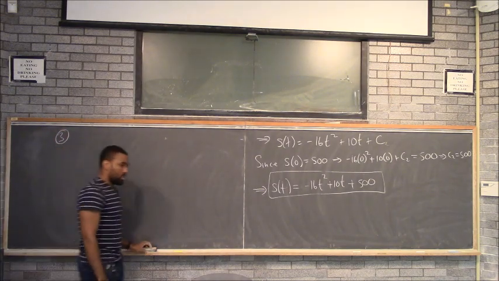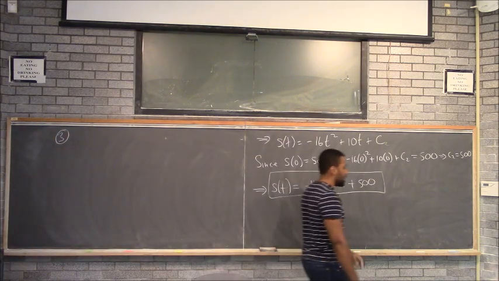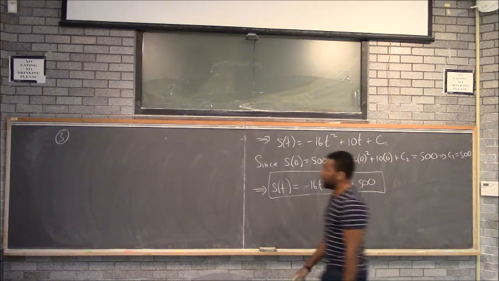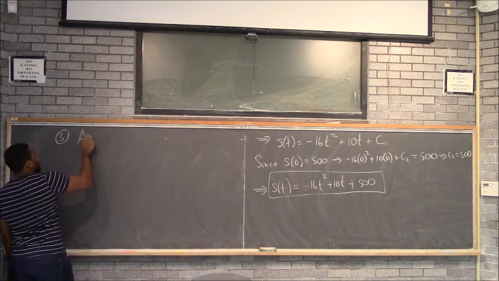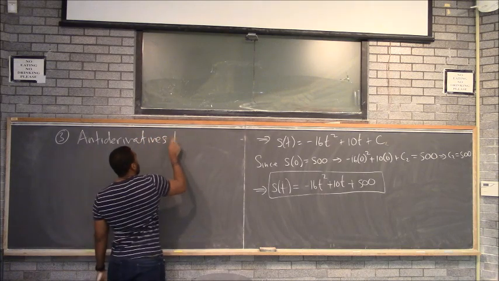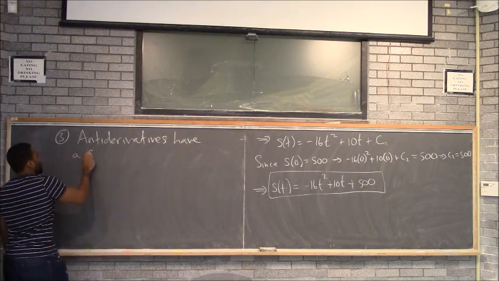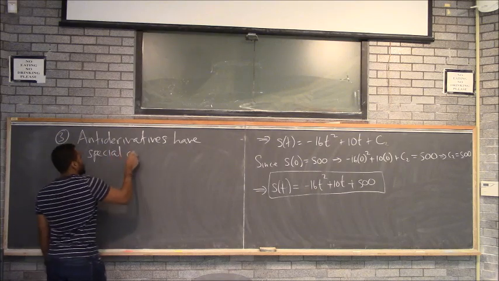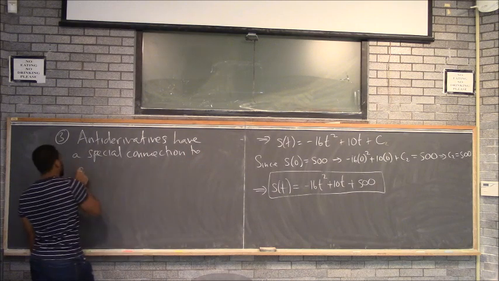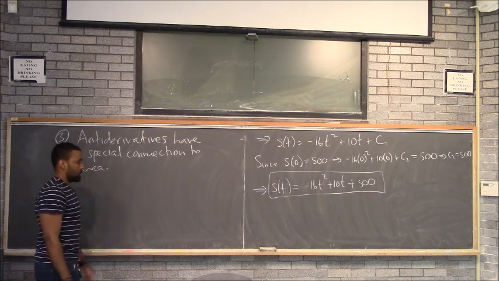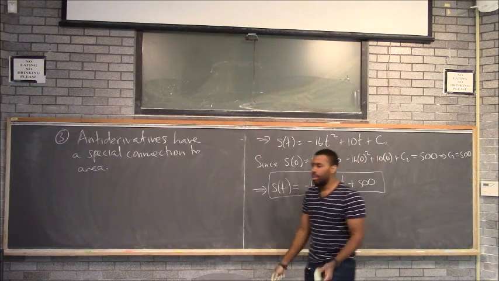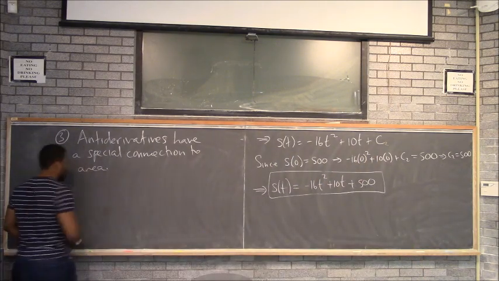Third remark. Now this one is the most surprising, and this is kind of why antiderivatives are needed for the next section of the class. It turns out that antiderivatives have a special connection to area. Area. Okay, that seems kind of strange.